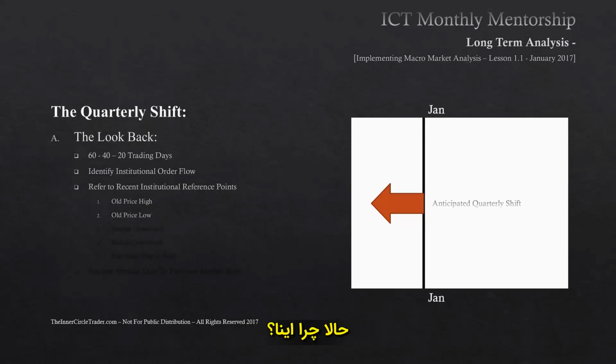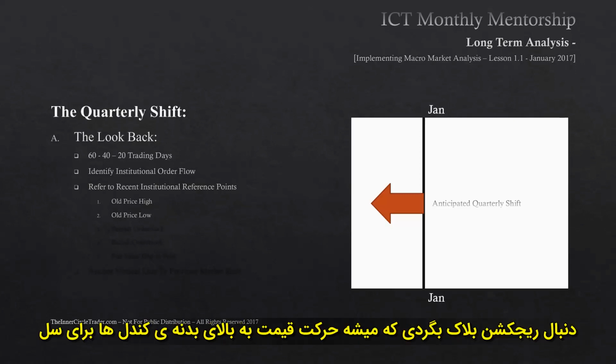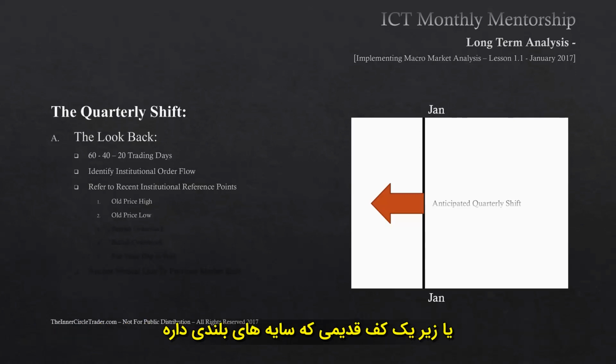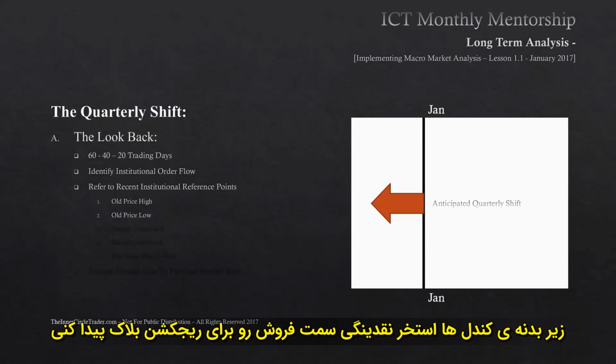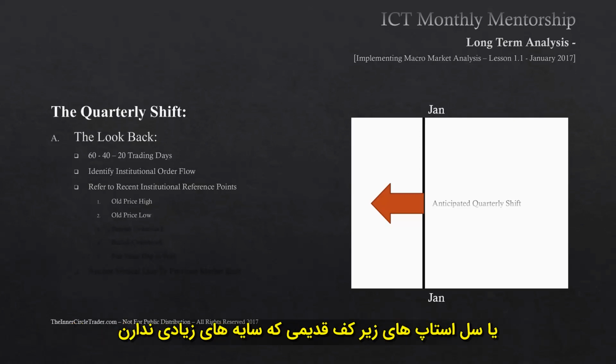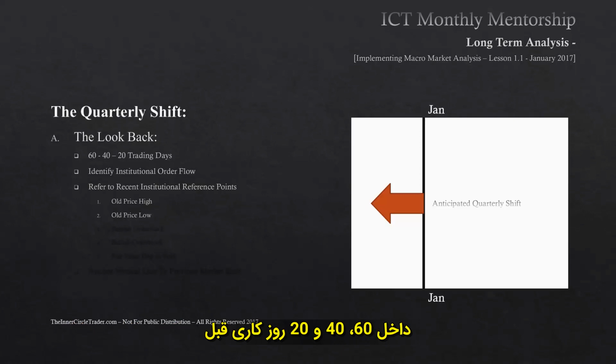Why are you doing that? You're looking for a potential liquidity pool that would be resting above it. Or if those highs have a lot of wicks, you're going to be looking for rejection blocks, which would be a move above the bodies of the candles for a potential sell-off, or below an old low that has long wicks on it. You'd be looking for the bodies of the candles to house some sell-side liquidity below that for a rejection block, or sell stops below an old low if there's not a whole lot of wicks to the lows that would be defined in the last 60 to 40 to 20 trading days.